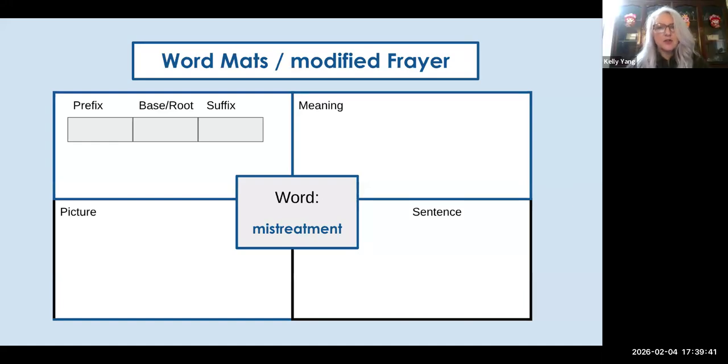Yes. So I thought I would show you. I came upon an idea for a modified Frayer that we all use, or vocabulary box, sometimes I call them, or word mat. If you had a word like mistreatment, you could have the students do the prefix, base, root, or suffix in one. You can do the meaning, the sentence, the picture. Of course, you could alter it on your own to do an example, a non-example, a synonym, an antonym. You all are the experts on this and know how to use these. But I just thought that this would be a good way to up the game on that.